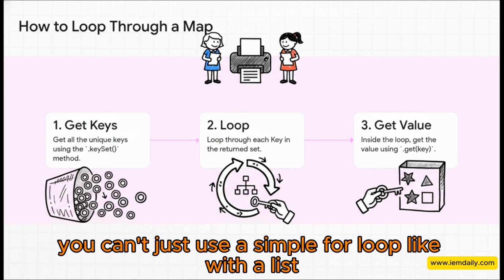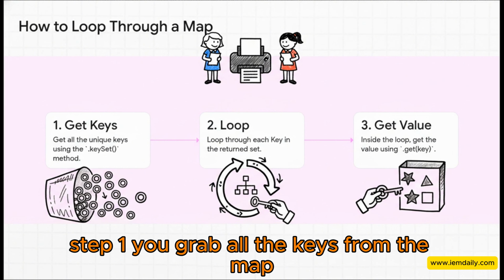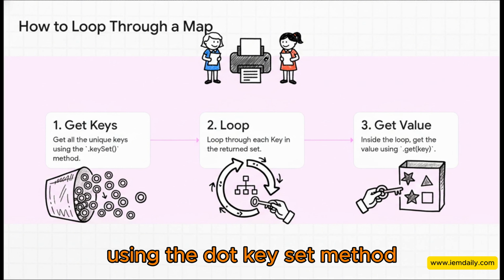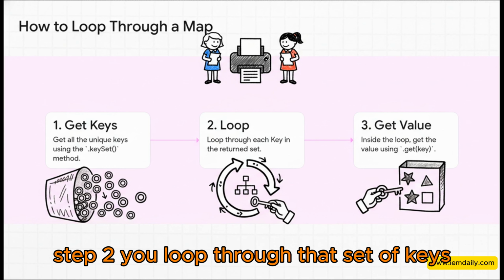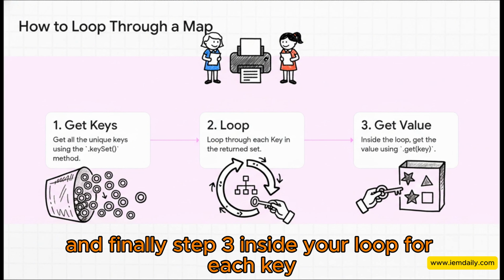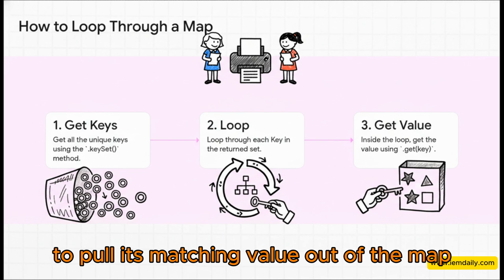Okay, what if you want to print out a nice list of every student and their score? You can't just use a simple for loop like with a list. But don't worry, it's a simple three-step dance. Step 1, you grab all the keys from the map using the .keySet method. This gives you a nice little set of all the names. Step 2, you loop through that set of keys. And finally, step 3, inside your loop, for each key, you just use .get(key) to pull its matching value out of the map.